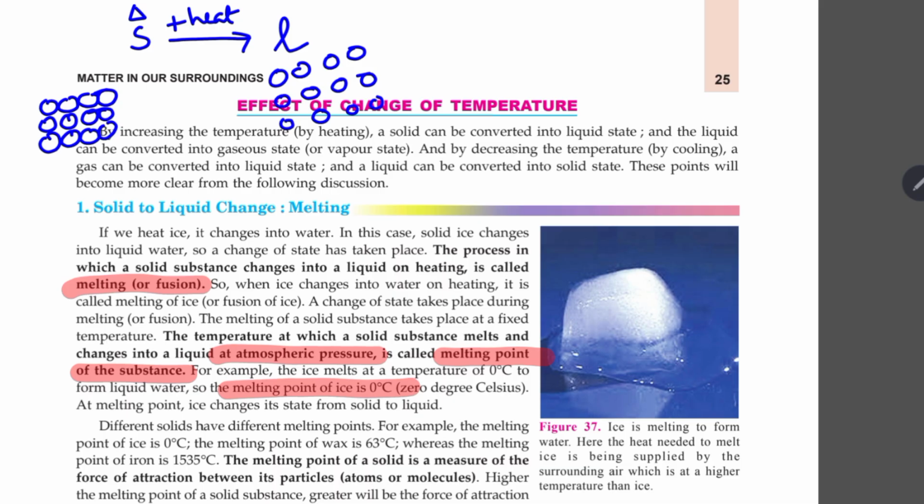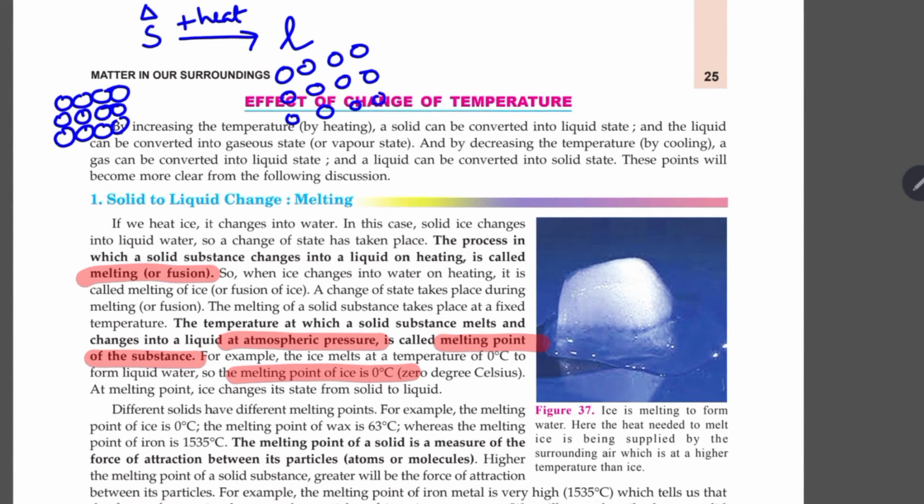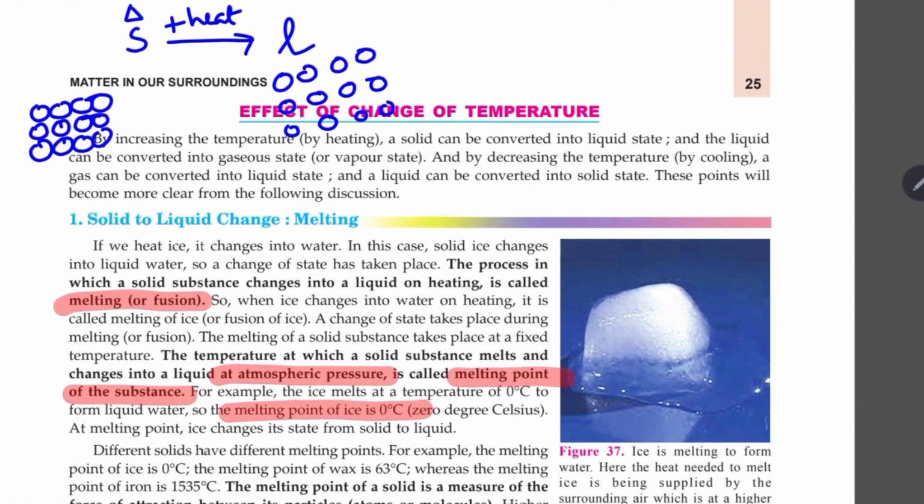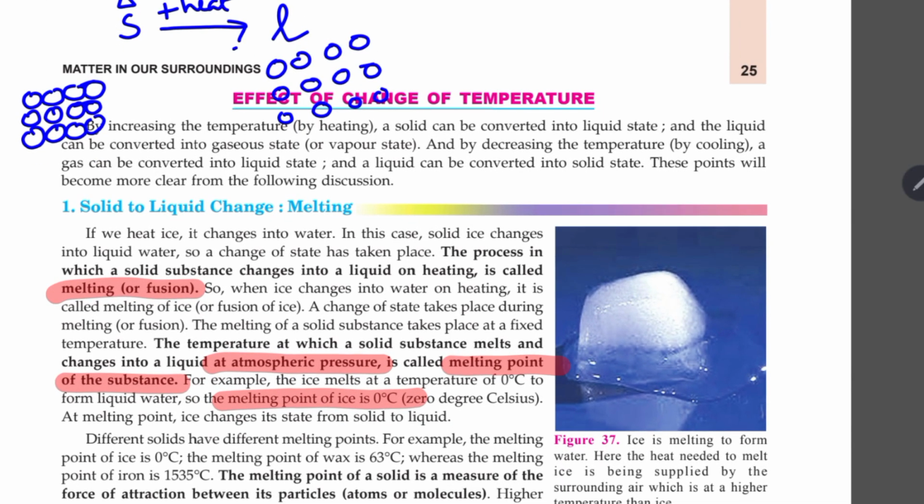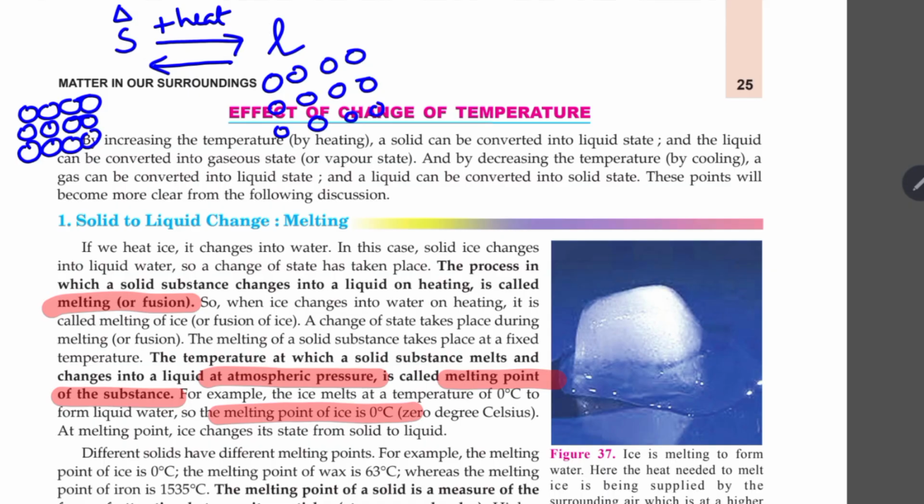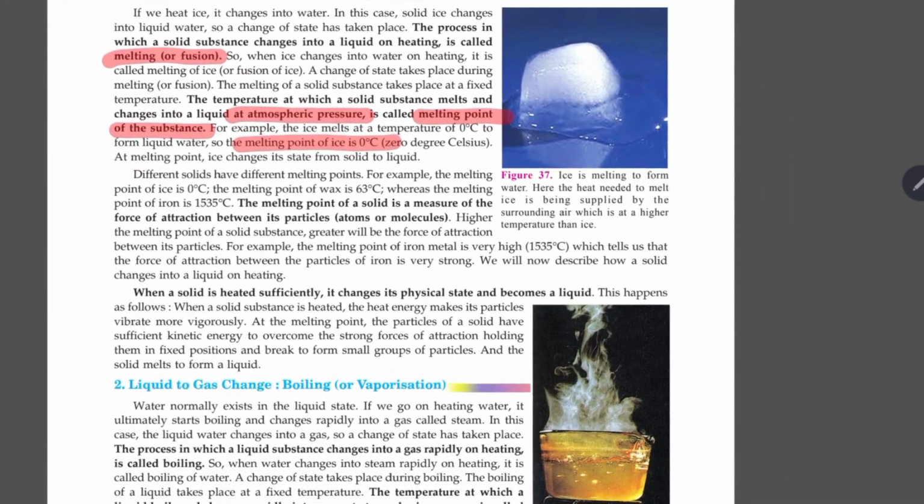When I say melting, I am converting solid to liquid. When I say freezing, I am converting liquid to the solid state. And you know that if I have to give heat for changing from a solid to a liquid state, I need to cool it to change it from a liquid to a solid state, and it is known as solidification or maybe freezing. So let us see.